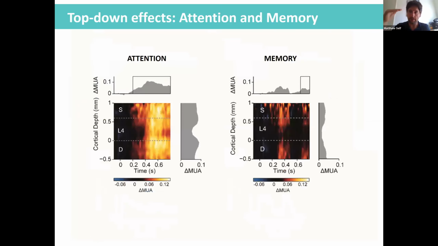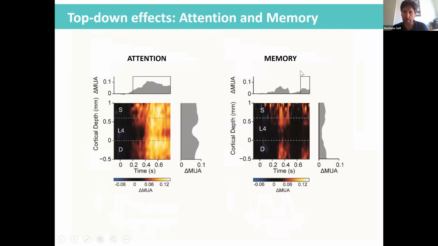Now we can look at the laminar distribution of that modulation, and what we see is both for the attention and the memory case, we have a U-shaped profile of spiking modulation. So this is attention when the curves are actually on the screen, and you see there's more modulation, and it has this dip in layer 4.